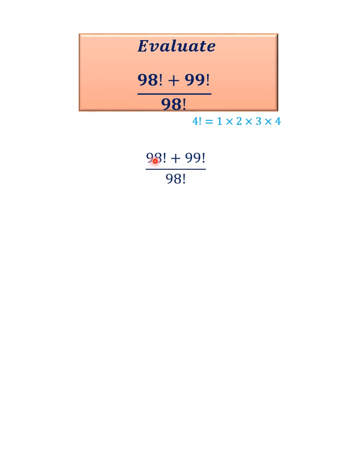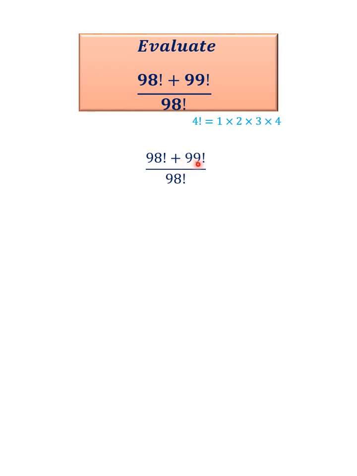Now we have 98 factorial plus 99 factorial all over 98 factorial. To solve this, we want to put everything in the same factorial. 98, 98, this is 99. We want to make it 98 factorial as well. So we want to factor out 98 factorial from here so that we have 98 factorial at both the numerator and denominator.